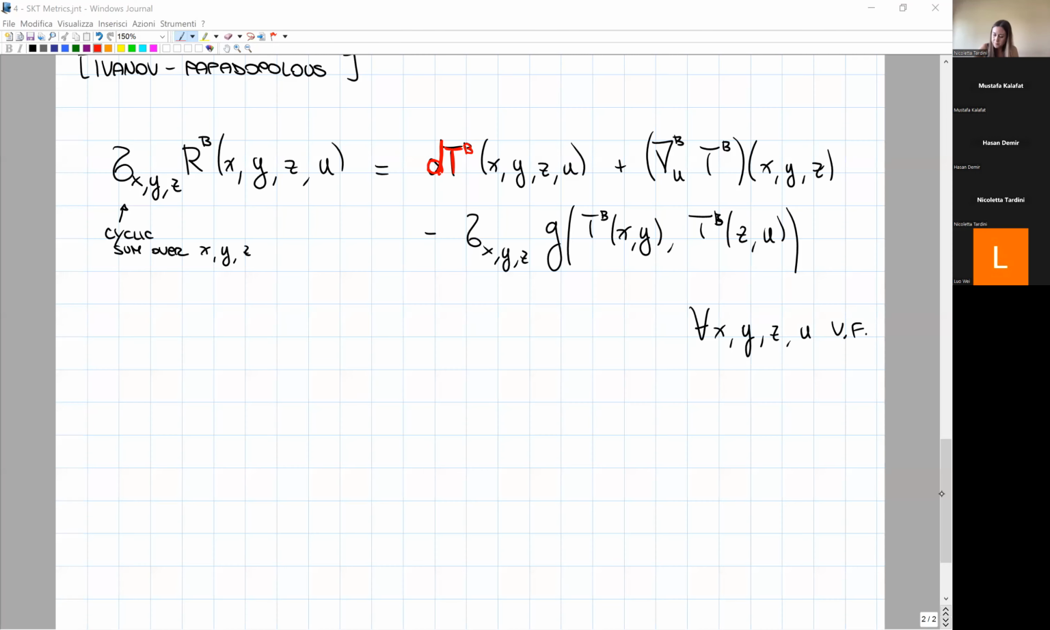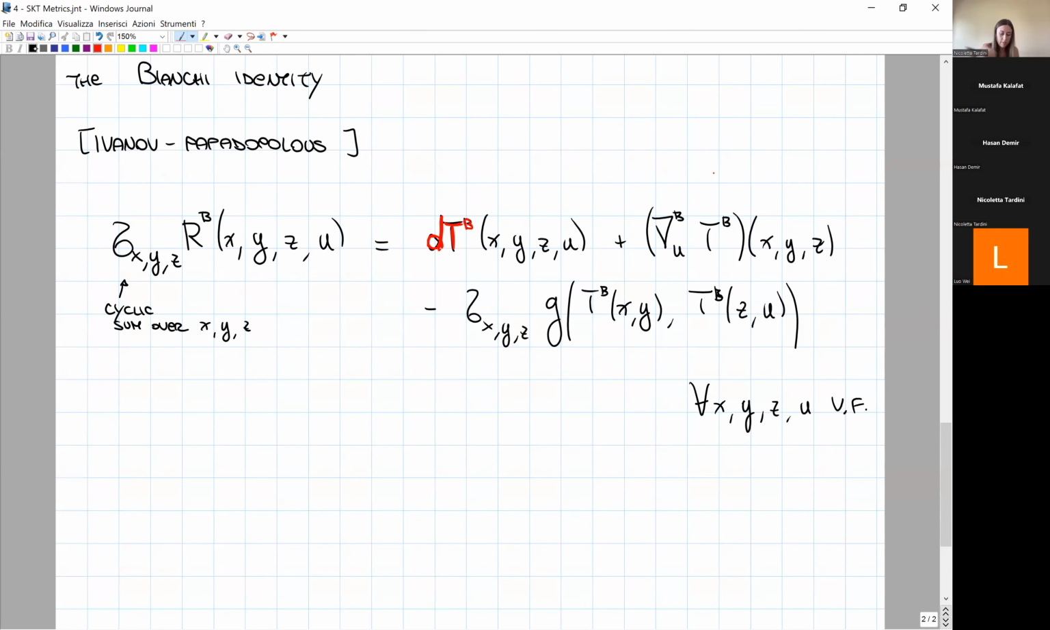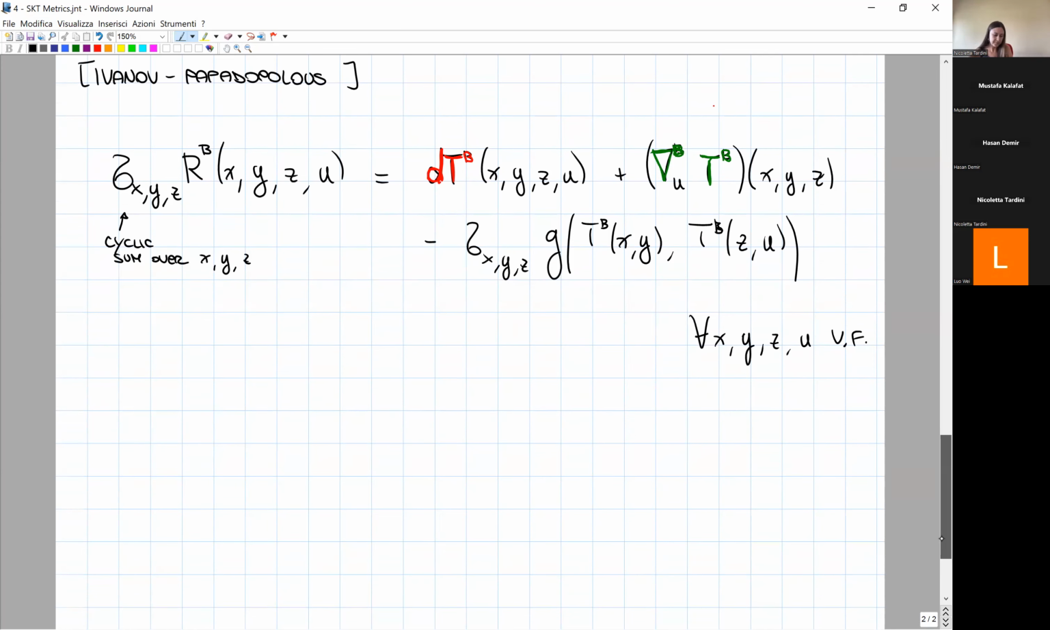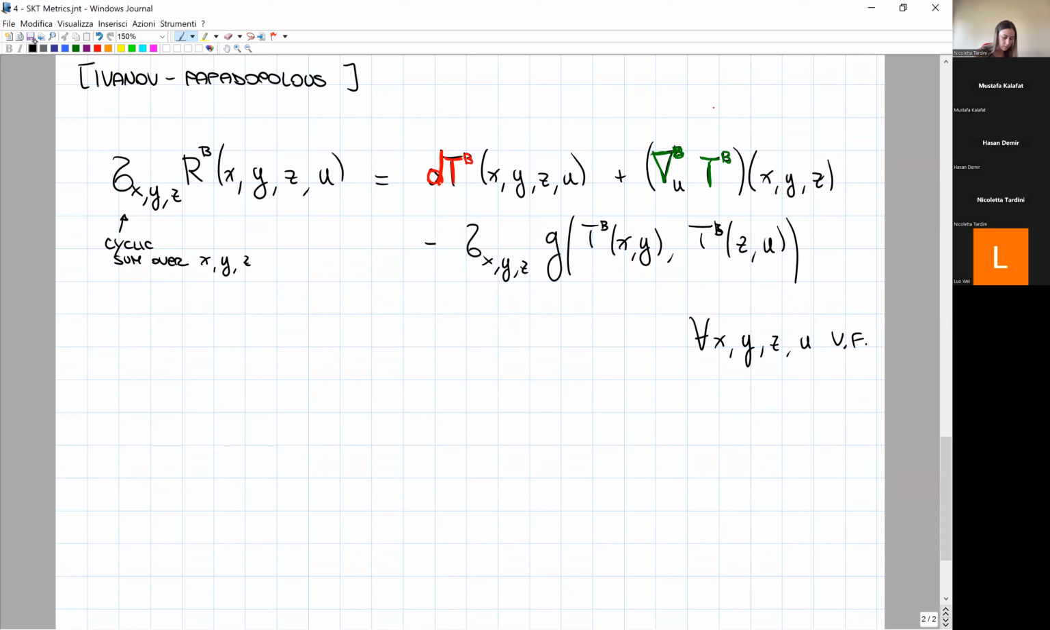Okay, so this is related to the differential of the torsion, which we said is 0 if the metric is SKT. And you see that we have another element here that is related to whether the torsion of the Bismut connection is parallel or not. If the torsion of the Bismut connection is parallel, then these terms again vanish. This is just an observation that will be useful later.